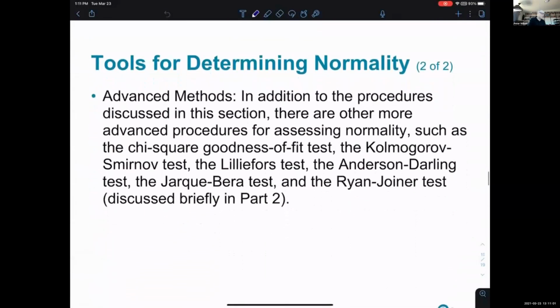So we will typically, because they're so easy for us to use, for any of the problems that we do, look at the histogram and the normal quantile plot. In advanced methods, in addition to the procedures discussed in this section, there are other more advanced procedures for assessing normality, such as the chi-squared goodness of fit test, et cetera.